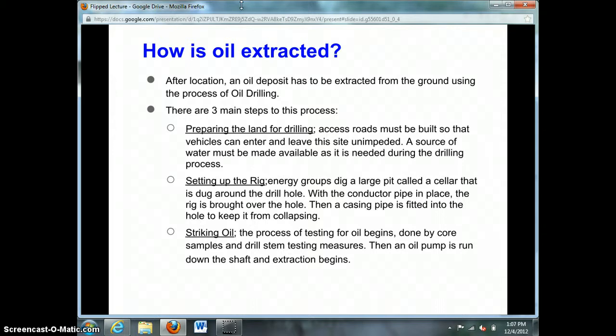Setting up the rig is the second step. After that, striking oil. The process of testing for oil begins, done by core samples and drill stem testing measures. Then an oil pump is run down the shaft and extraction begins. So yeah, basically.